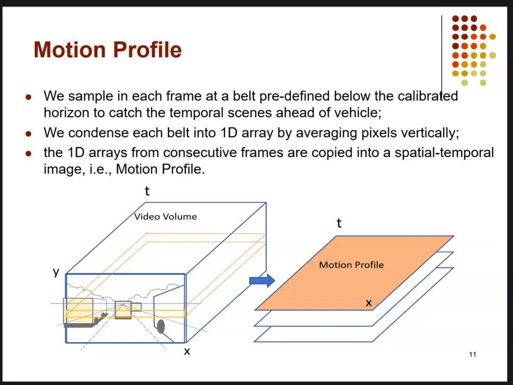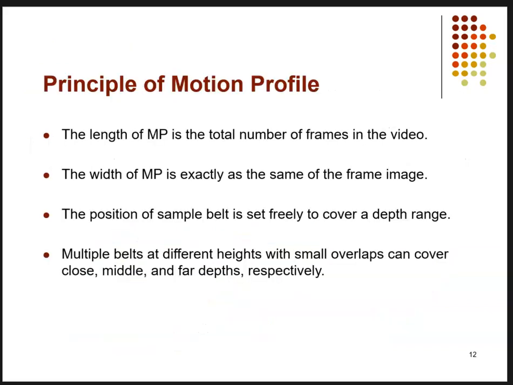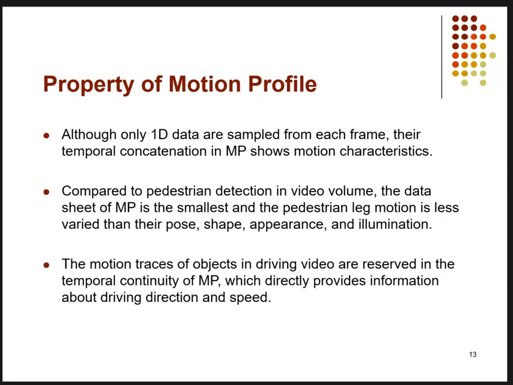First, we sample in each frame at a belt predefined below the horizon. Then we condense each belt into a 1D array by averaging pixels vertically. Third, these 1D arrays from consecutive frames are copied into a spatial temporal image named motion profile. The motion profile will have the same width as the frame image, and the height of the MP is the total number of frames in the video.